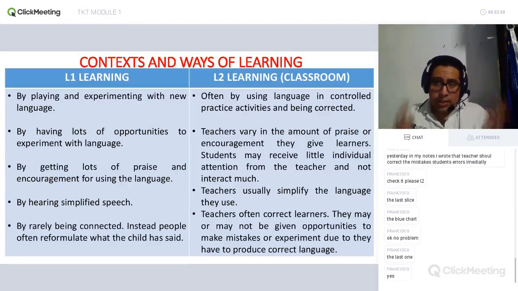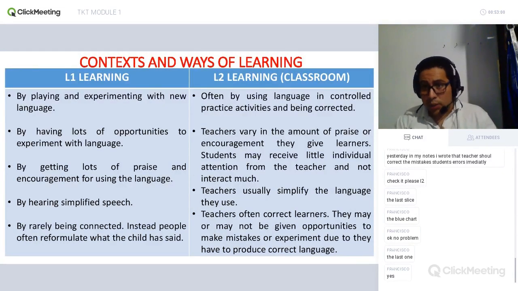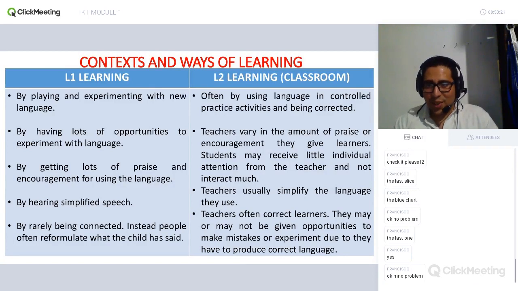Yes, for sure, teachers have to correct. That's our job. But maybe not immediately. Maybe we should wait a little bit. That depends on the situation and the kind of student. So sorry, Francisco, but now the good point is that you learned, and I'm very happy for that, right? Are we okay, Francisco? Okay, very nice.